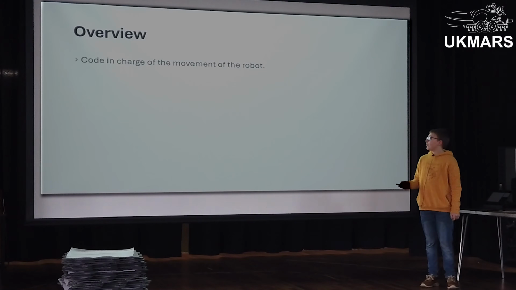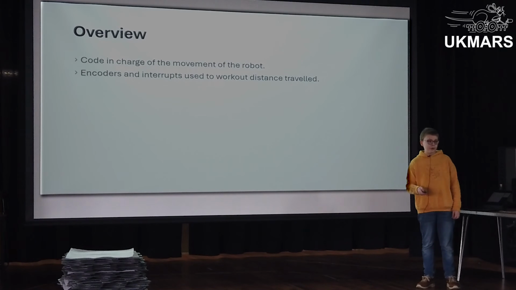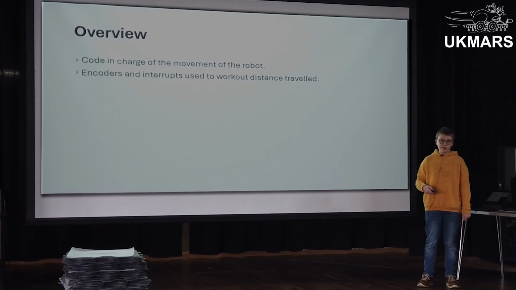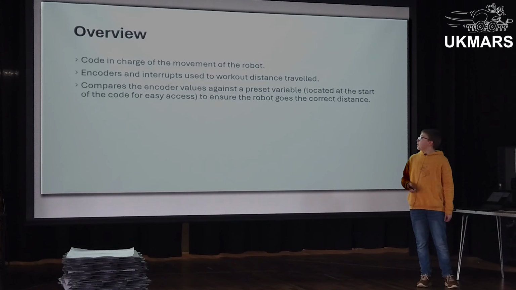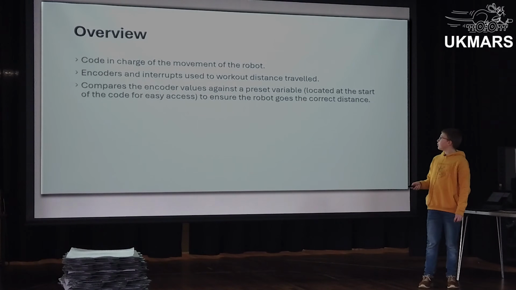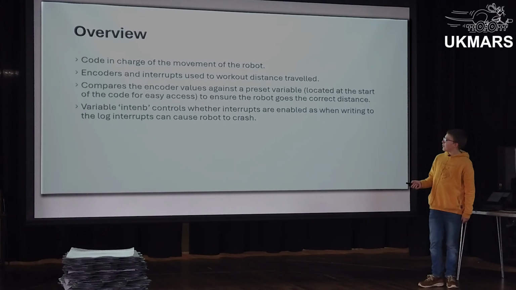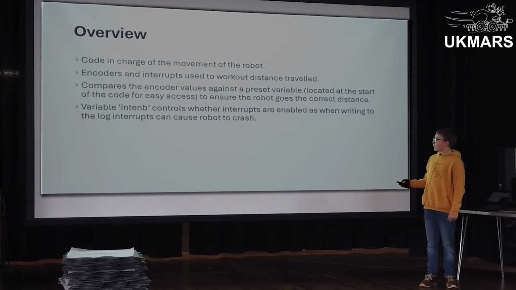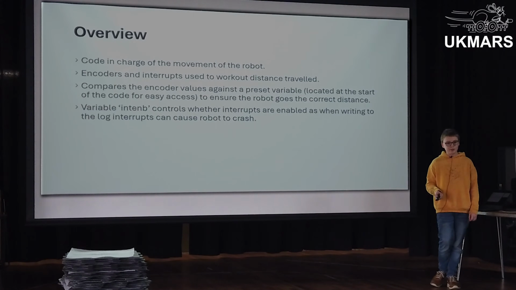So this is code in charge of the movement of the robot. It uses encoders and interrupts to work out distance travelled, and it compares the encoder values against preset variables located at the top of the code for easy access to ensure the robot goes the correct distance. And a variable called inteb controls whether interrupts are enabled, as in writing to the log, and we receive an interrupt at the same time that causes our robot to crash.